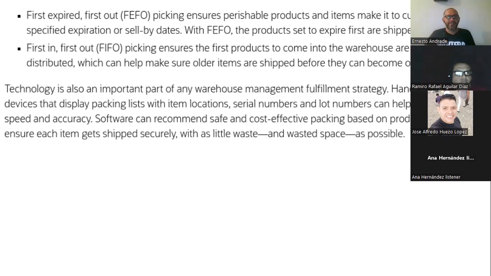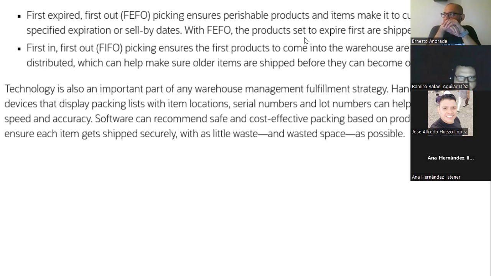So, yes, but it is related. Everything is kind of the same strategy, right? Items make it to the customer before the specified expiration or sell-by date. So that means that we need to be careful with the perishable products, right? With FEFO, the products set to expire first are shipped first. So in this case, the most important thing is to know the expiration dates of these products.